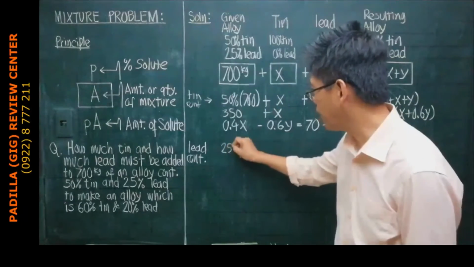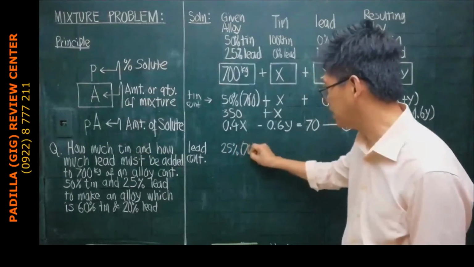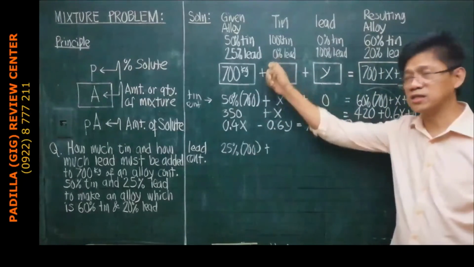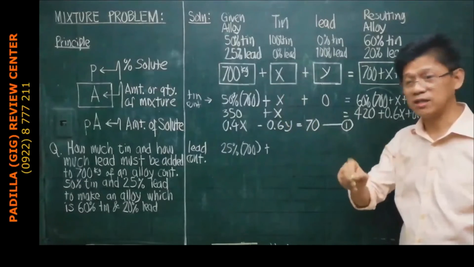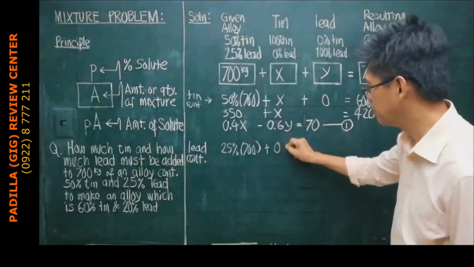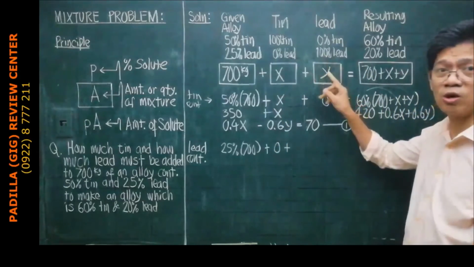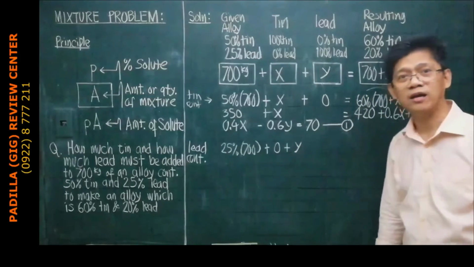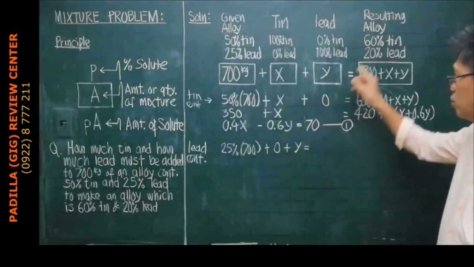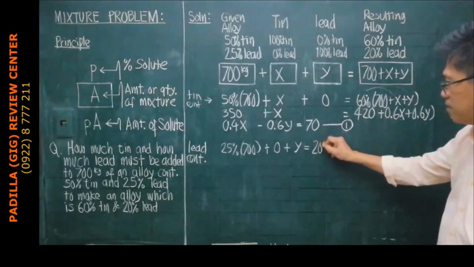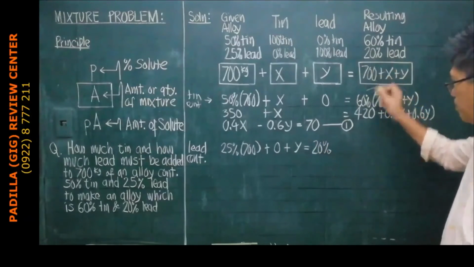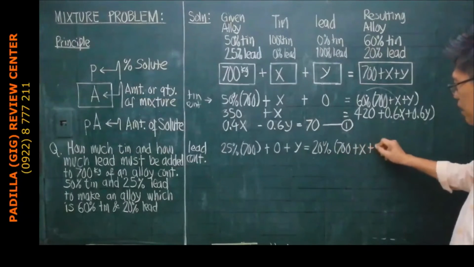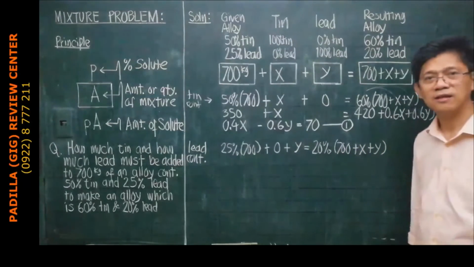So 25% of 700 is lead, plus 0% of X is lead, so that is 0. 100% of Y is lead, and 100% of Y is Y, is equal to 20% of (700 + X + Y) is lead.